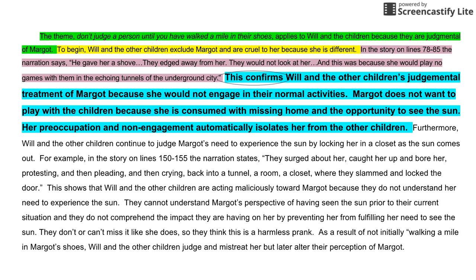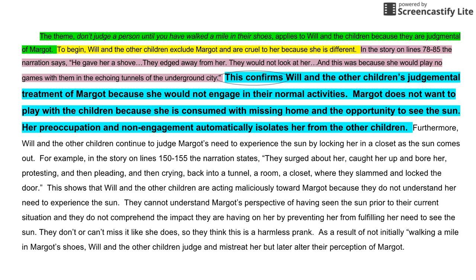And if you look at this slide here, you're going to notice that these blue sentences are extremely long. They're not just one sentence and then move on. And you'll also notice if you read it that these blue sentences, these explanations, do not just simply state that, oh, he shoved her, they did not go near her. They really go into the idea that Margot did not want to play with the other children because she was missing home. She wanted to see the sun. It isolated her from the other kids.